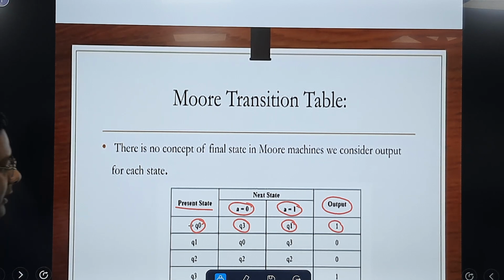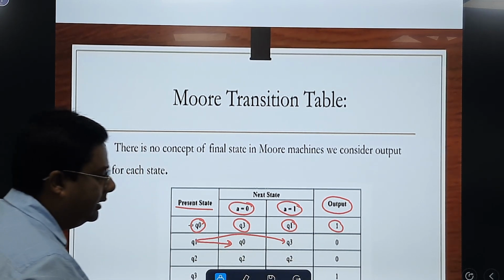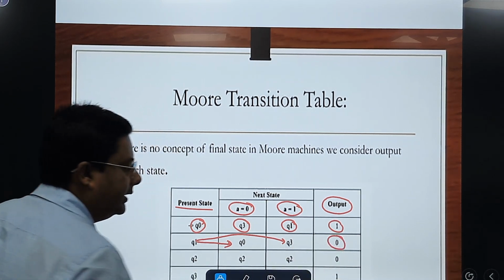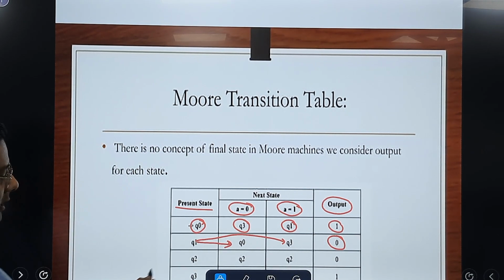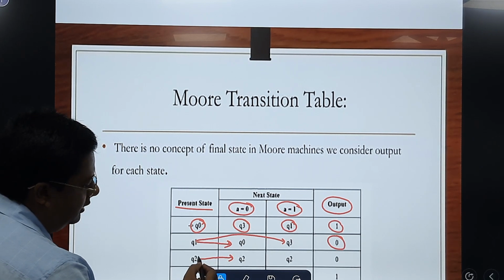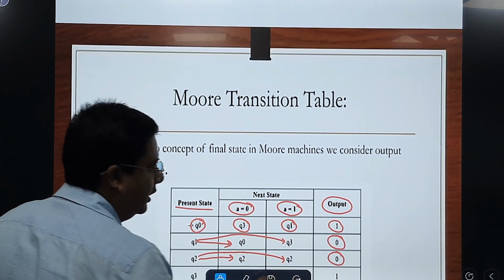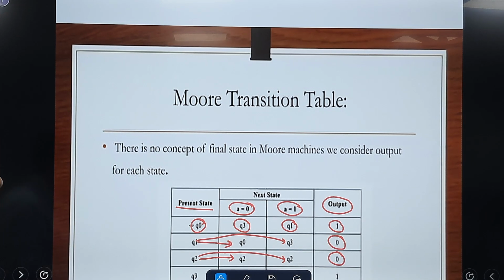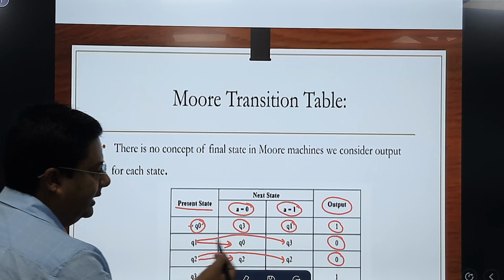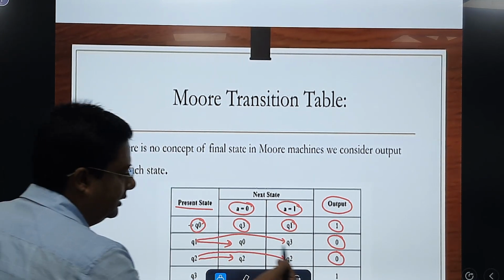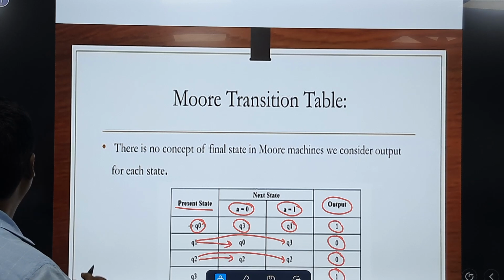Similarly, Q1 is going to Q0 and Q1 is going to Q3 with the output 1. Now at Q2, similarly Q2 is going to Q2 at 0 and going to Q2 at 1. The output for Q2 is 0. It means Q0 generates the output 1, Q1 generates the output 0, Q2 generates the output 0, and Q3 generates the output 1. Nothing else. Isn't it?